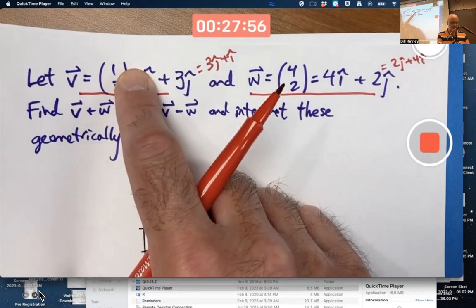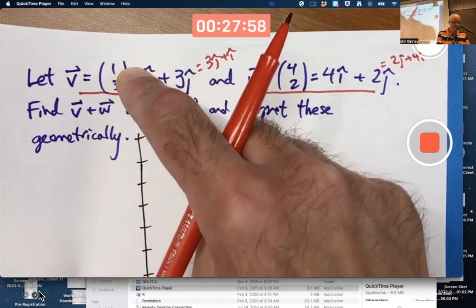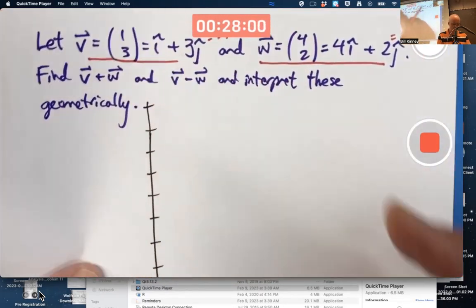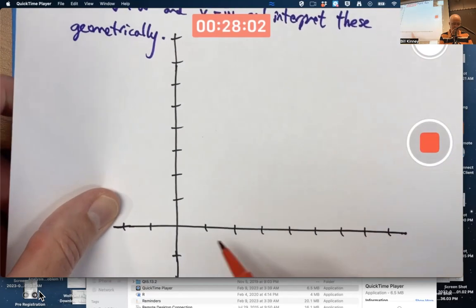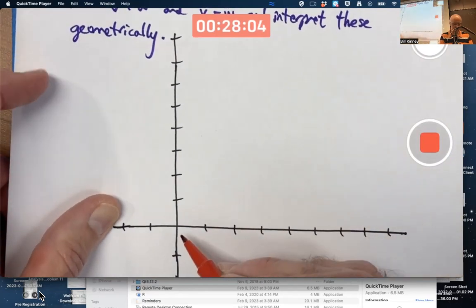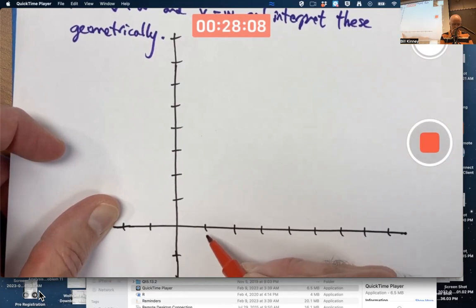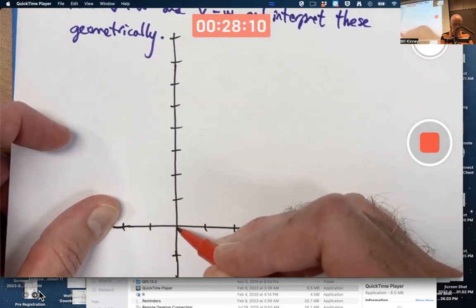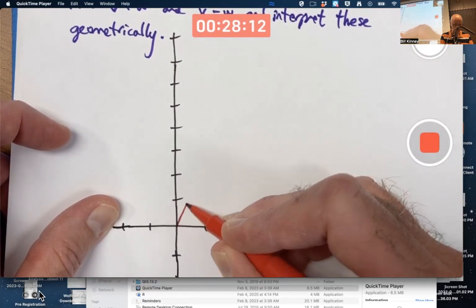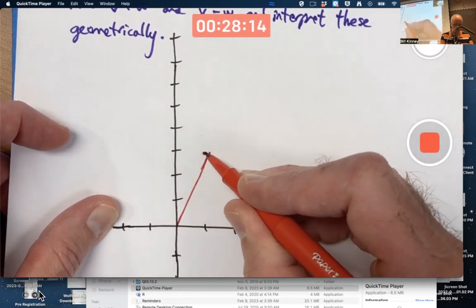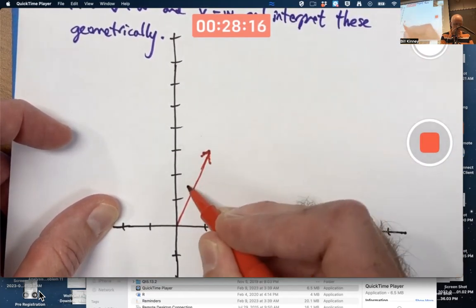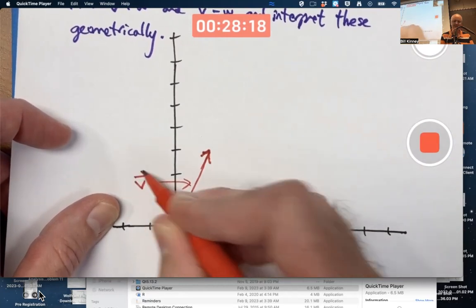First component 1, second component 3 for v means that if I graph v to start at the origin, the first component is 1, the second component is 3, which means the tip of the vector, or head of the vector, is at the point (1, 3). So this would be the vector v drawn as an arrow.